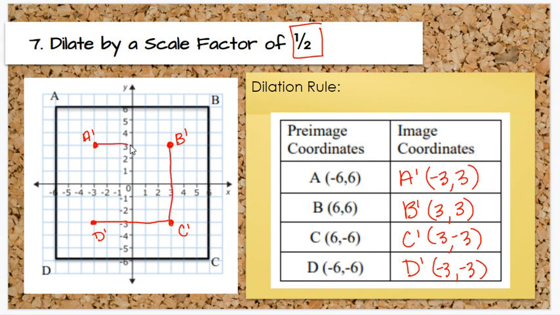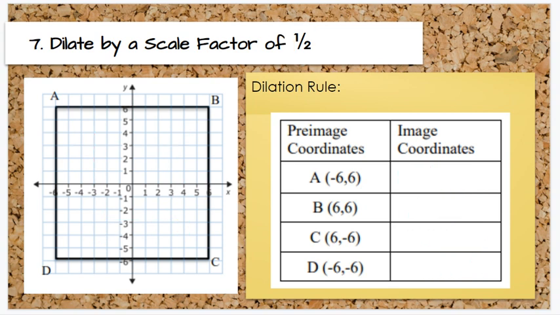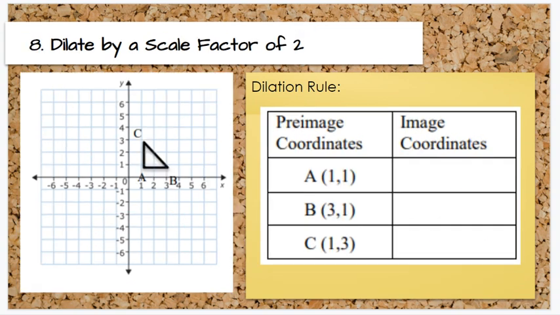Connect, and there is our new figure after a reduction of a dilation of 1/2. Example number 8. This time we're using a scale factor of 2. So since it's a number greater than 1, that means it's going to be an enlargement this time. So we're going to multiply each of these original pre-image coordinates by 2.